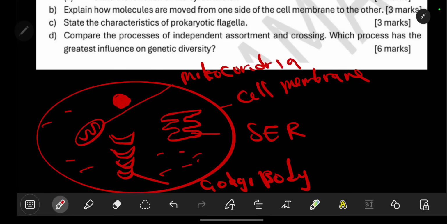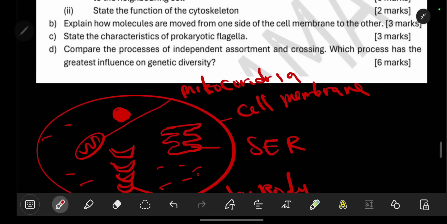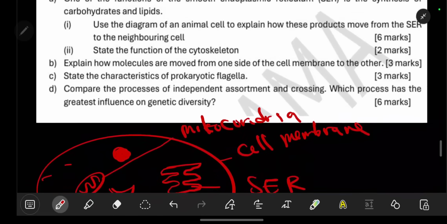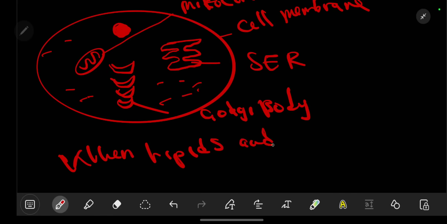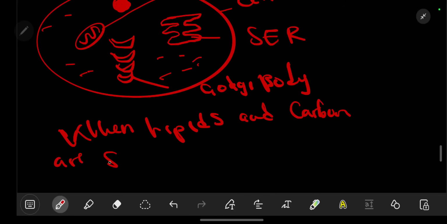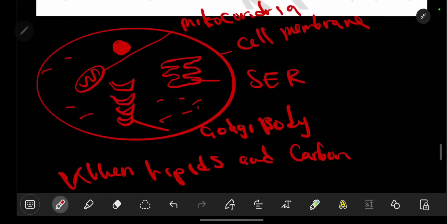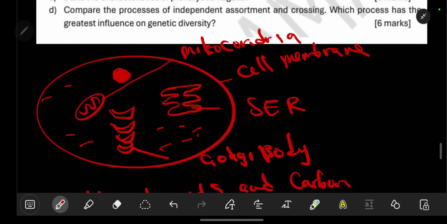So now, to explain how substances move, we are going to say, firstly, when lipids and carbohydrates are, according to what we have been told, synthesized. For this question, I'll explain how you are supposed to answer in a paragraph like this, not using points. So you can say, when lipids, so firstly, let's have the lipids.